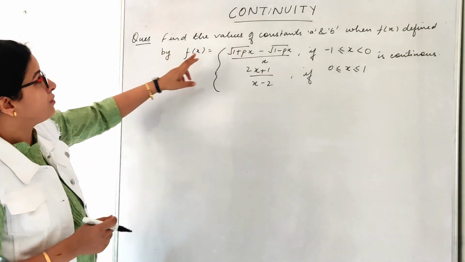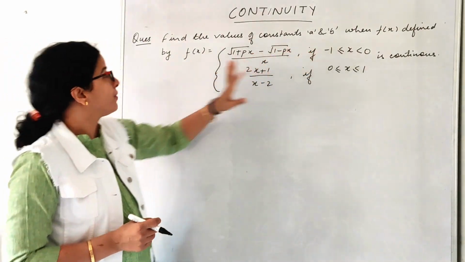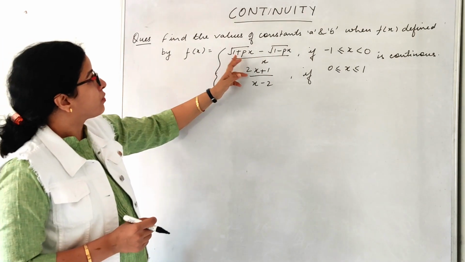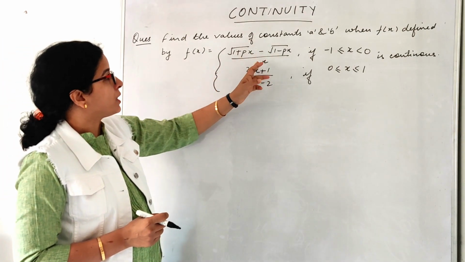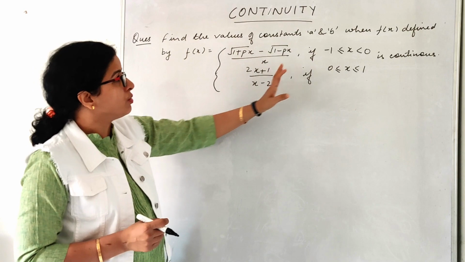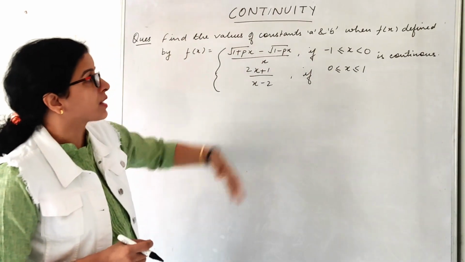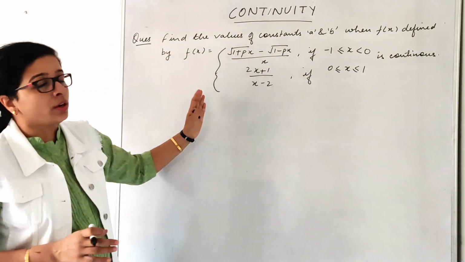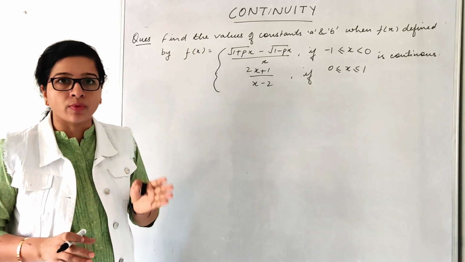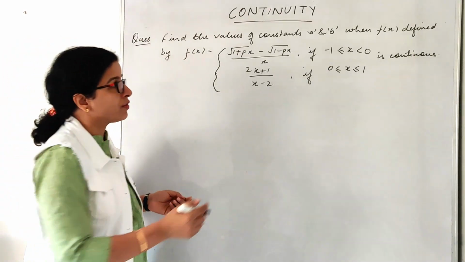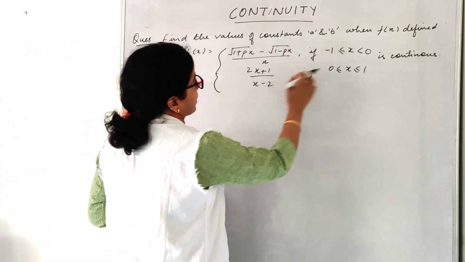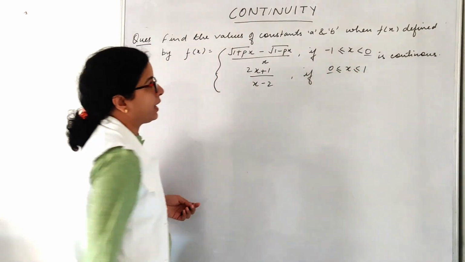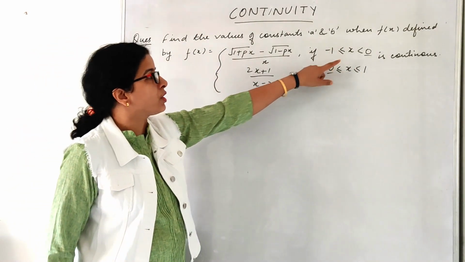Now let us take this question. Find the values of the constants a and b when f(x) is defined by under root 1 plus px minus under root 1 minus px upon x, 2x plus 1 upon x minus 2, and they have given the condition that f is continuous. So if they have not specified the point at which the continuity is there, just check which is the common point in f(x). See here, 0, 0, right? So I will discuss continuity at 0.